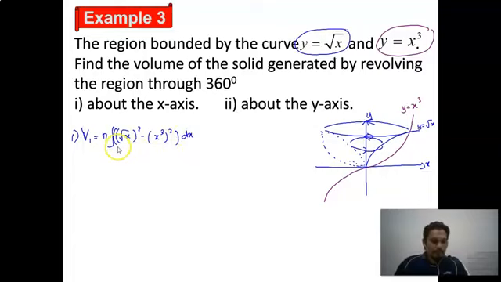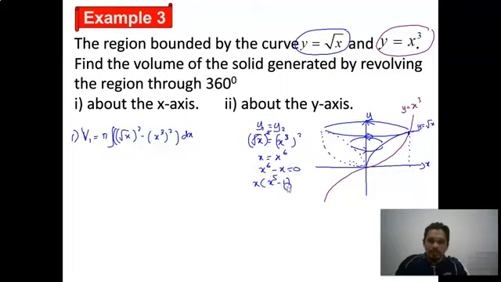Now we need to find the intersection, which we discussed in our previous lecture: y1 equal to y2, square root of x equal to x cubed. To eliminate the square root sign, square left and right. So x equal to x to the power of 6, then x to the 6 minus x equal to 0, then x times (x to the power of 5 minus 1) equal to 0, then x equal to 1 and x equal to 0.